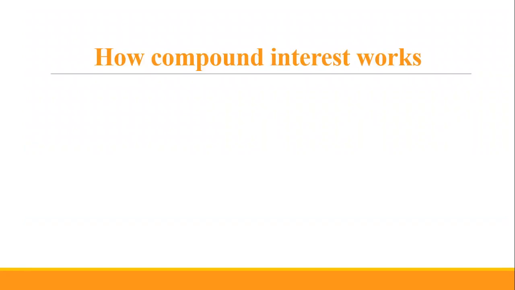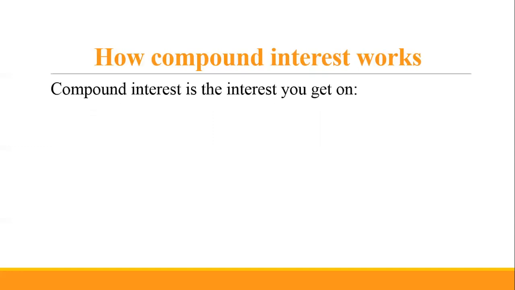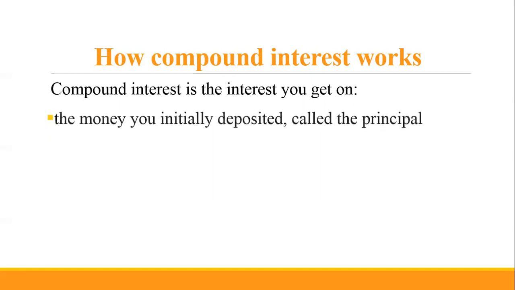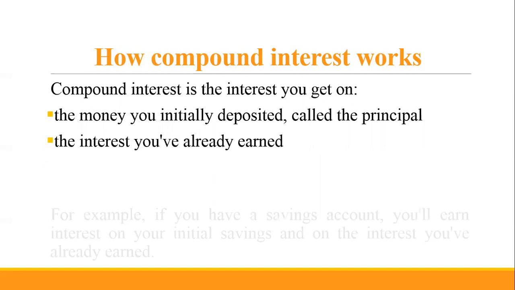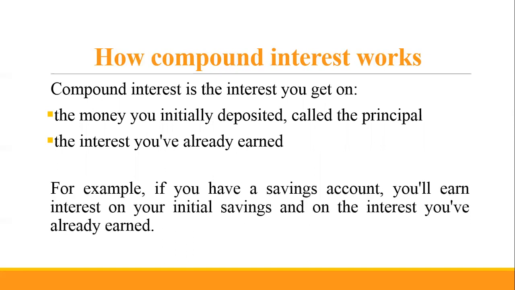Another one: how does compound interest work? Compound interest is the interest you get on the money you initially deposited, which we call the principal, plus the interest you've already earned. For example, if you have a savings account, you will earn interest on your initial savings and on the interest you have already earned. That's what I explained earlier, what compound interest is.